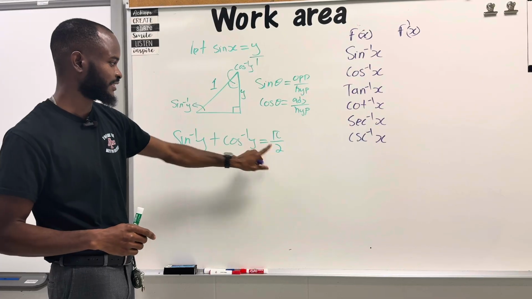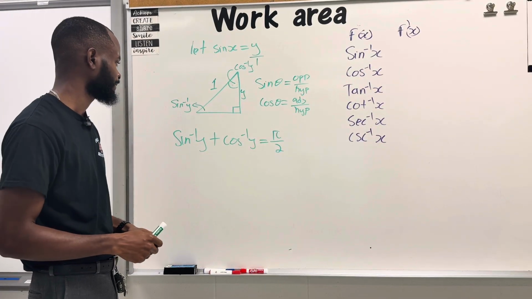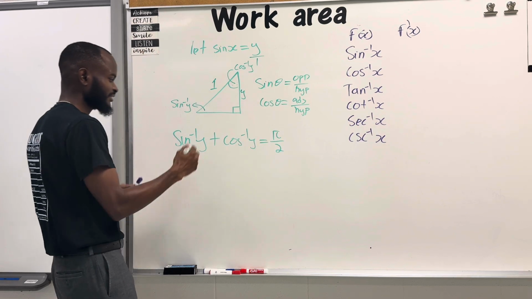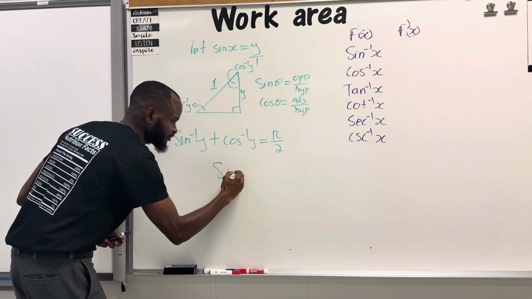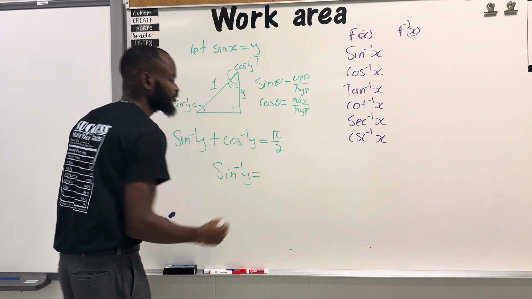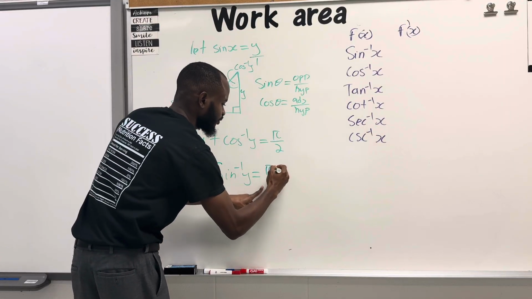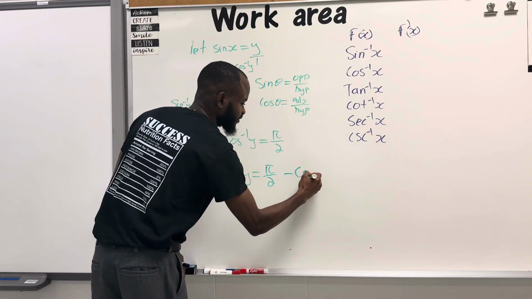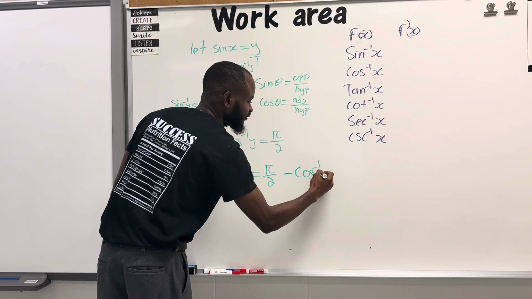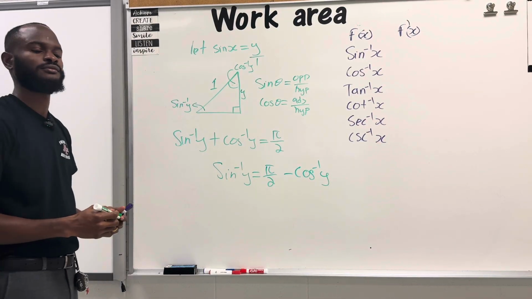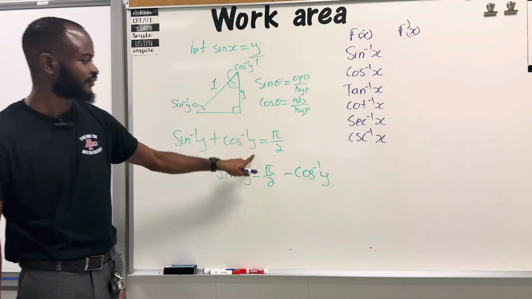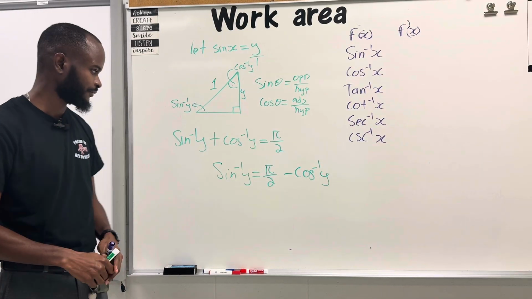That's 90 degrees. This is in radians form, it's pi over 2. Now, if we know this, then it means that sine inverse of y is equal to pi over 2 minus the cosine inverse of y. All I did was to just subtract cosine inverse of y from both sides, right?